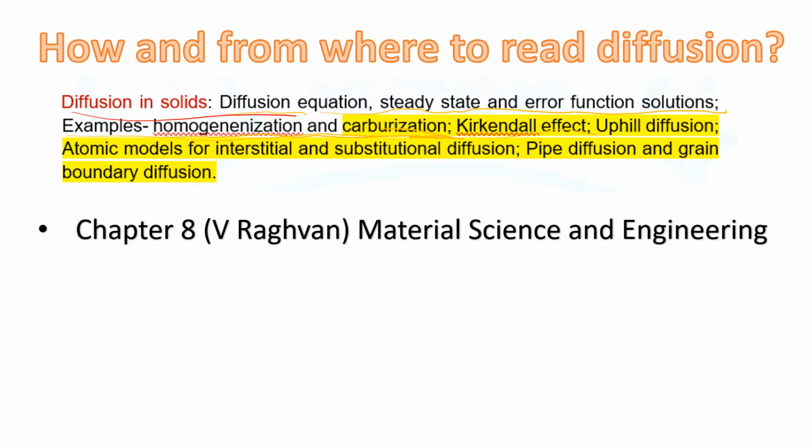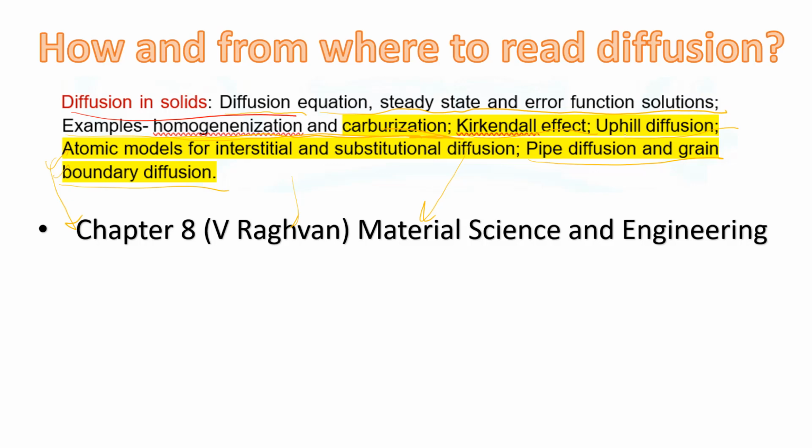Kirkendall effect is also given in this book in chapter 8. Uphill diffusion is not mentioned in this book, so for uphill diffusion you can refer to other sources. Now if you see the other section, the atomic models for interstitial and substitutional diffusion, this is covered in this book, right? Pipe diffusion, grain boundary diffusion, these all are covered. The only thing which is not covered here is the uphill diffusion, right?